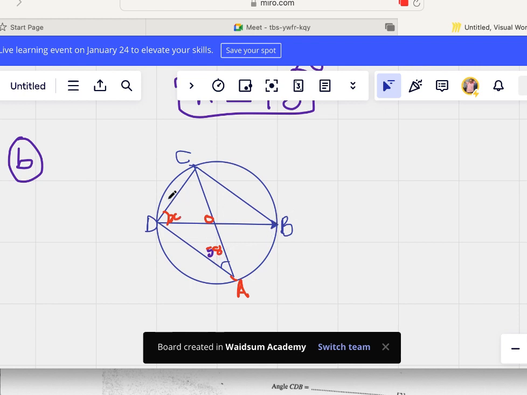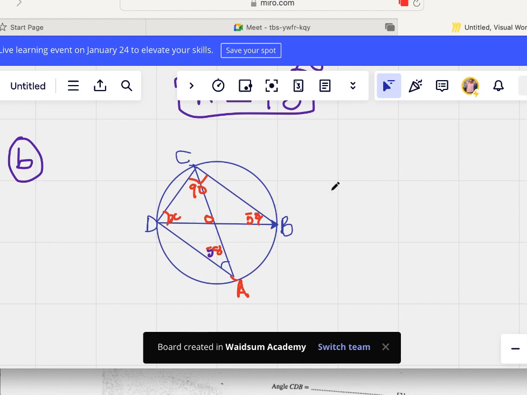Like I said, any angle on the circumference standing on the same arc are equal. So here we likewise have 58. Then we say any angle standing on the diameter, DOB is a diameter, so the whole of this is 90 degrees.